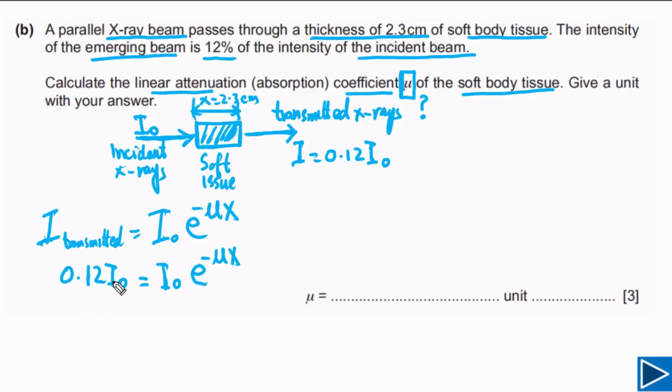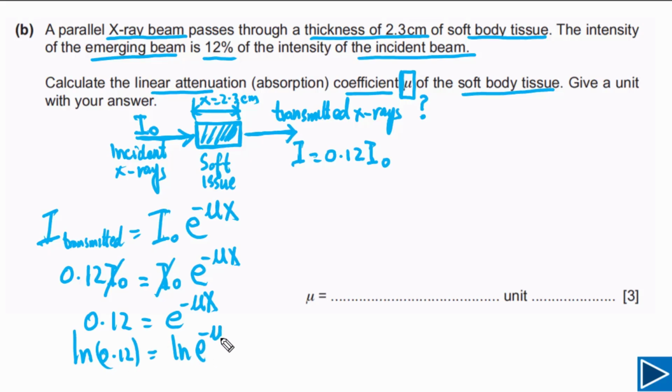Now you can see I naught we have on both sides, so simply we can cancel. So I naught with I naught. So we are left with 0.12, and this is equal to e to the power of negative mu x. Now if we take ln on both sides, we can say ln of 0.12 is equal to ln of e to the power of negative mu x.